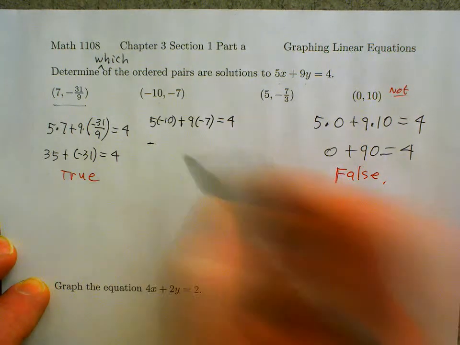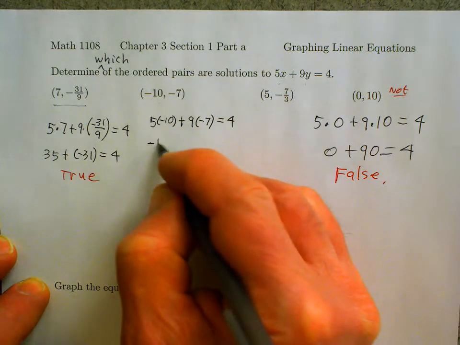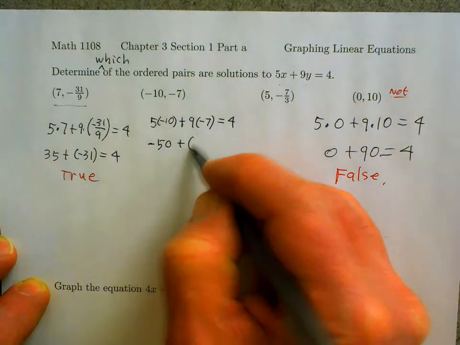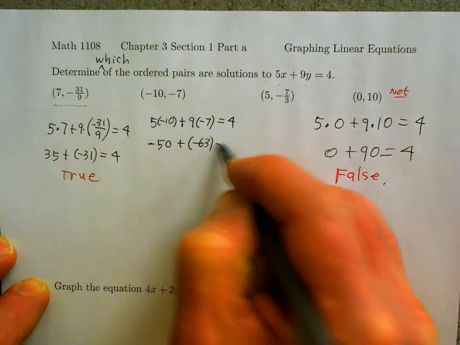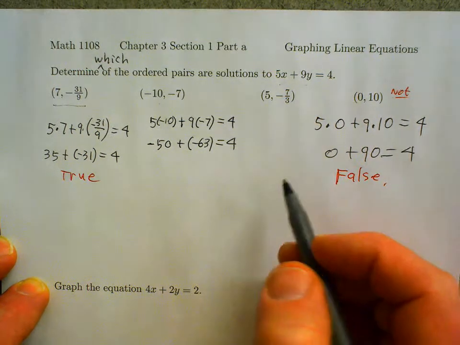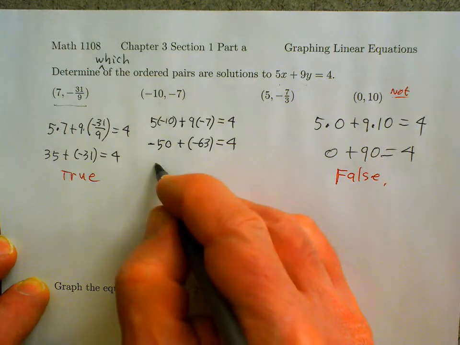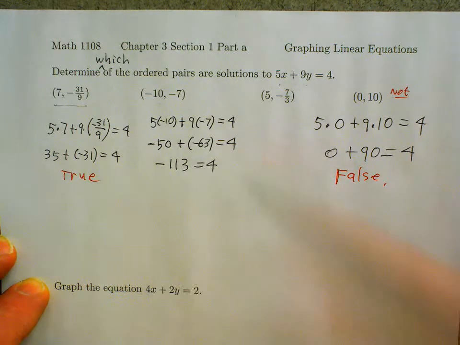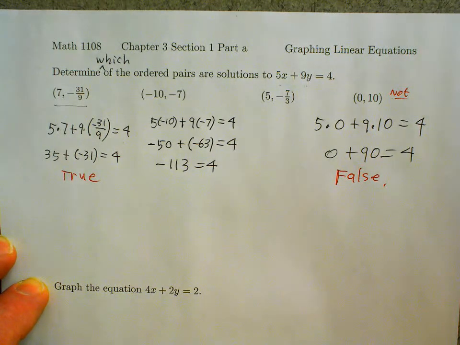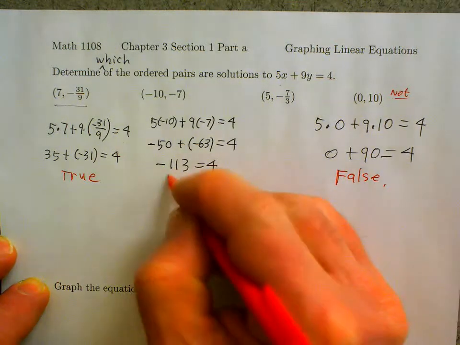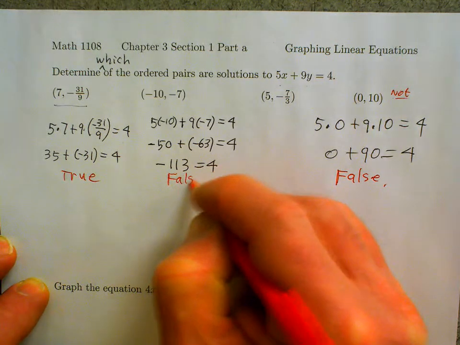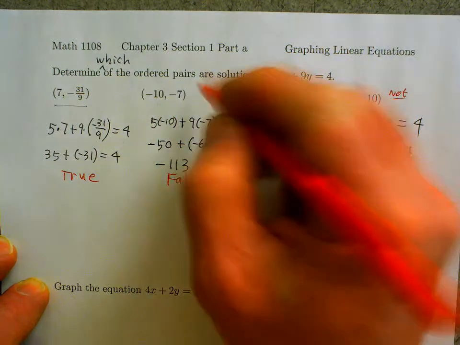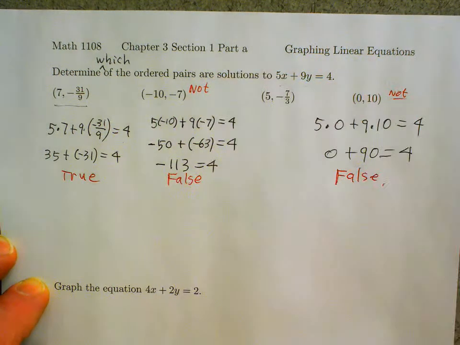So simplify. 5 times -10 is -50. And we're adding -63. And this is going to be clearly false. -113 equals 4. That is false. So that means the ordered pair -10, -7 is not a solution.